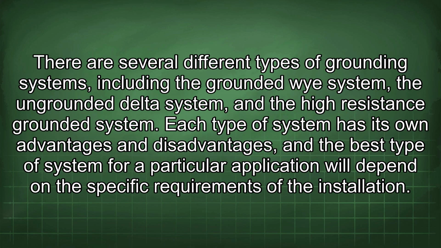There are several different types of grounding systems, including the grounded Y system, the ungrounded delta system, and the high-resistance grounded system. Each type of system has its own advantages and disadvantages, and the best type of system for a particular application will depend on the specific requirements of the installation.